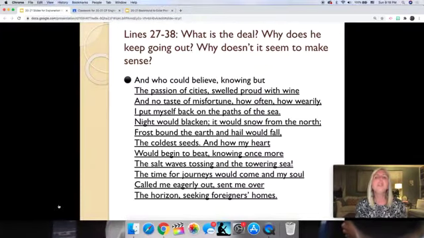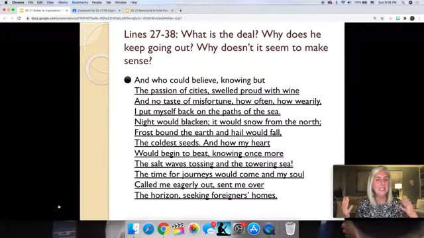"And who could believe, knowing but the passion of cities swelled proud with wine and no taste of misfortune, how often, how wearily I put myself back on the paths of the sea. Night would blacken, it would snow from the north, frost bound the earth, and hail would fall, the coldest seeds. And how my heart would begin to beat, knowing once more the salt waves tossing in the towering sea. The time for journeys would come, and my soul called me eagerly out, set me over the horizon, seeking foreigners' homes."